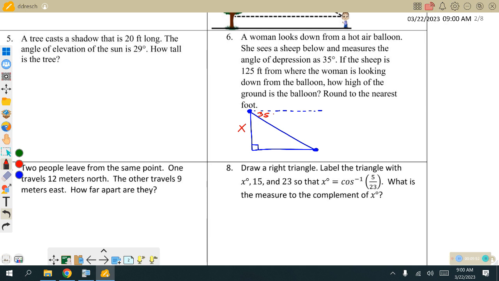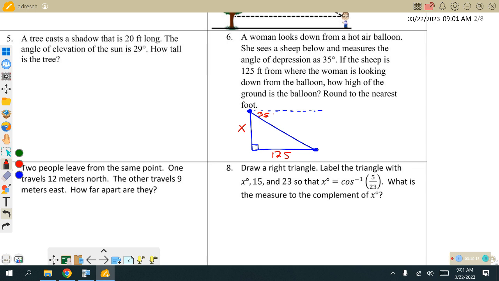If the sheep is 125 feet from where the woman is looking down from the balloon, you could probably put it along the ground, or I think you could also put that along the hypotenuse, and I would not necessarily mark it wrong because it's not very clear where you would put that. Now, most of the time, usually it's going to be phrased so that you're going to probably put that along the leg. But I think you could put that either way and make a case for that.